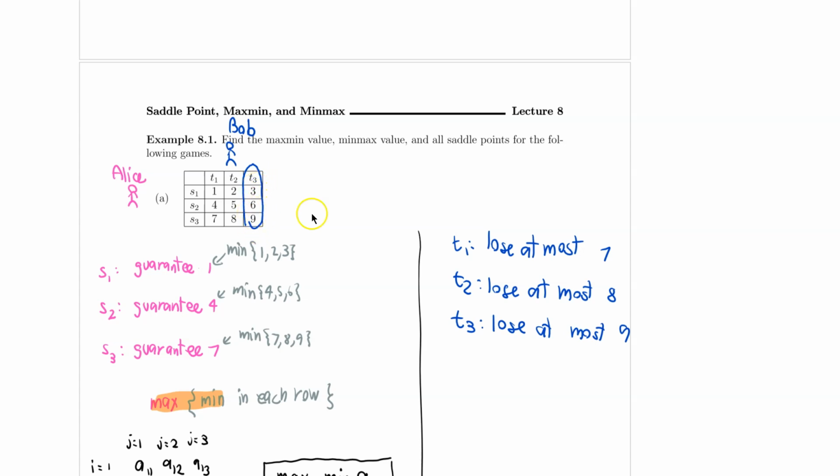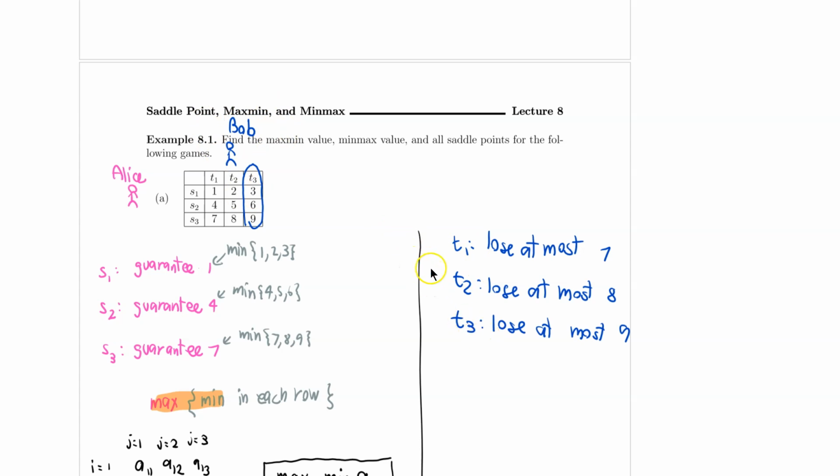So you can see how Bob's point of view is going to be somewhat different from Alice's. Alice's point of view is somewhat optimistic because she's thinking about how much she could earn. But Bob is somewhat pessimistic. He's going to think about how much he could lose.